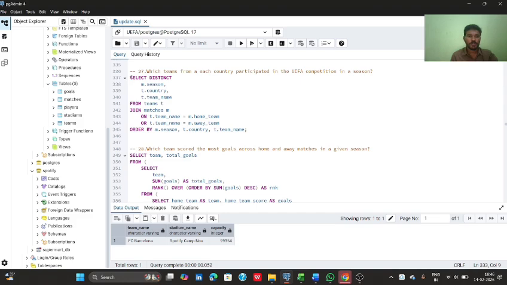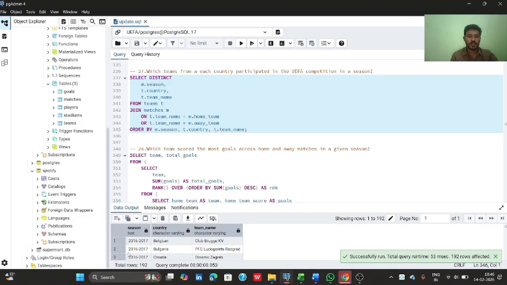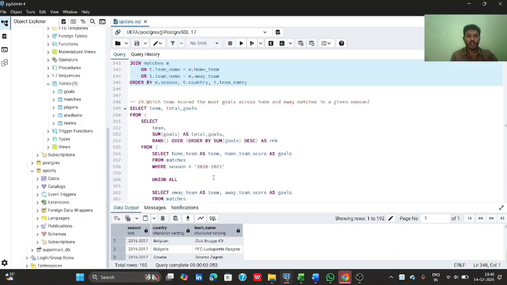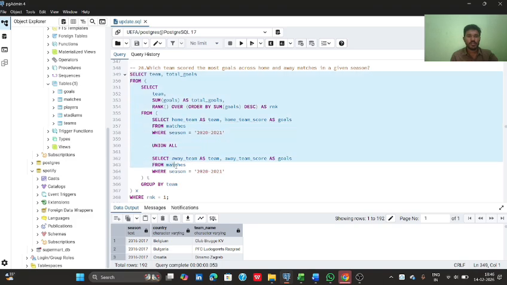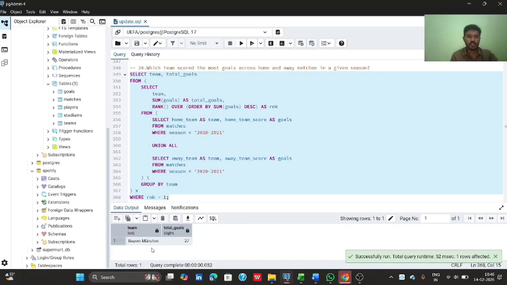Next one is, which team from each country participated in the UEFA competition in a season? It will be showing season, country, and team name. Based on that, we will conclude. Next one is, which team scored the most goals across home and away matches in a given season? This is the team name and total goals 27.